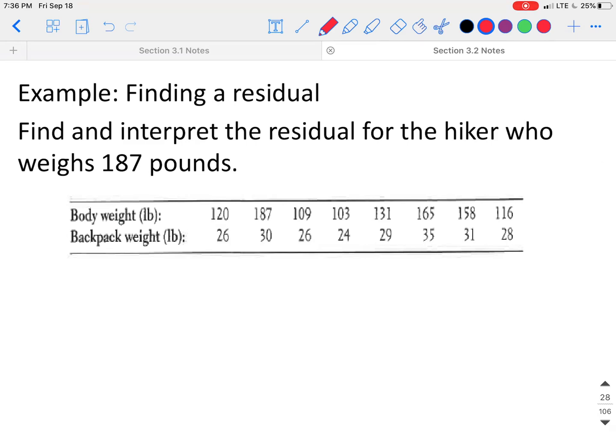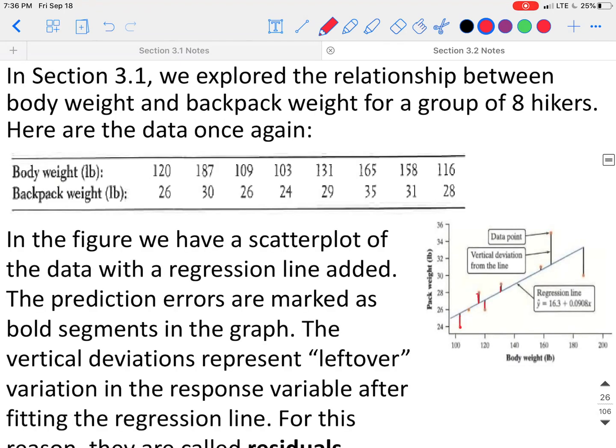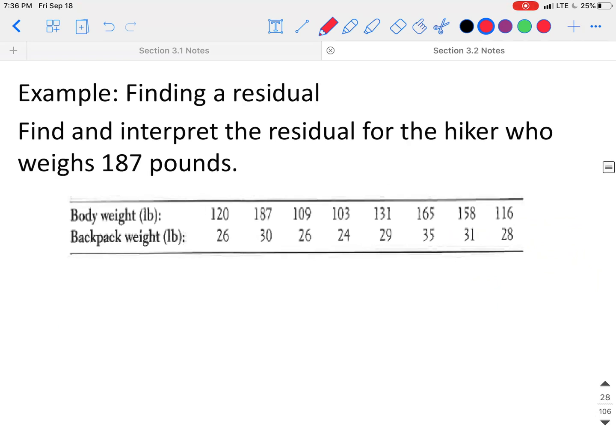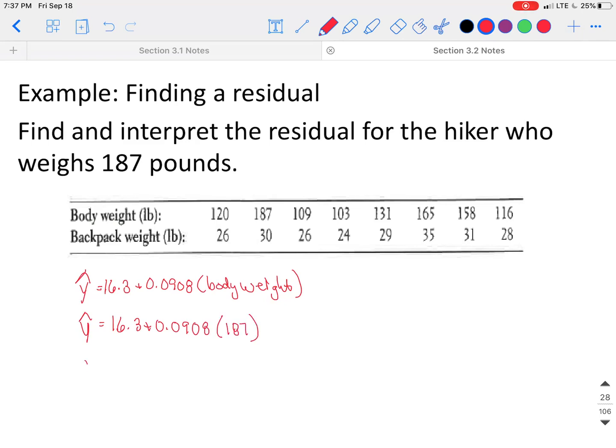We need to find and interpret the residual for the hiker whose weight is 187 pounds. Now to do this, we first have to have our regression line. Our regression equation is given to us here, so we know that y hat is equal to 16.3 plus 0.0908 times the body weight. So first we're going to find your y hat. You're going to plug in the body weight of 187 pounds, and you are going to get a predicted pack weight of 33.28 pounds.